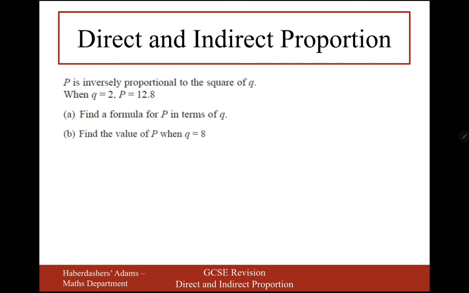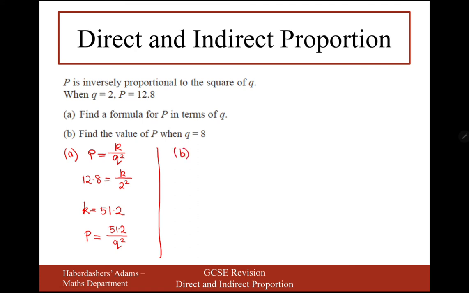Okay, in this question here, it says P is inversely proportional to the square of Q. So let's write down that formula. P is inversely, so fraction, proportional to the square of Q, so it's Q squared. When Q is 2, P is 12.8, so let's substitute that in. 12.8 equals K over 2 squared. 2 squared is 4. If I now multiply that to the other side, 12.8 times 4, that gives me 51.2, so K is 51.2. So therefore, the formula is P equals 51.2 over Q squared. And I'm going to leave it like that. Even though I don't like decimals on top of fractions, I will leave it like that.